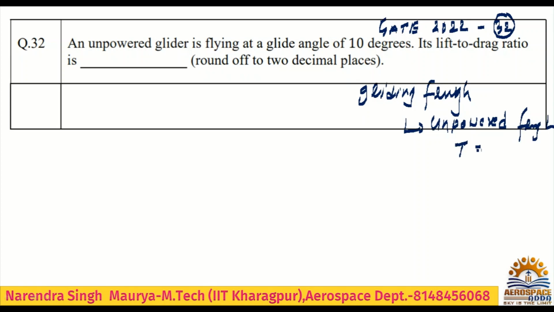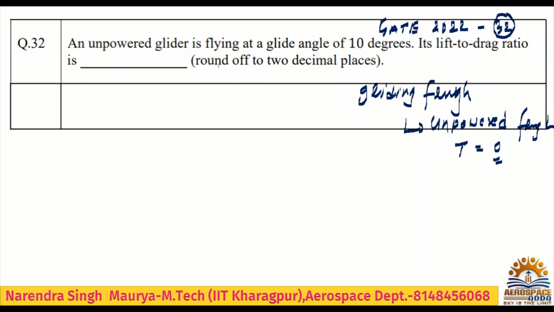Unpowered flight means thrust or power will be zero. It doesn't mean there will not be an engine. Maybe there will be an engine, but they can switch off that engine. That may also happen. But if you say gliding flight, it means thrust or power will be zero. Now we read the question. An unpowered glider is flying at a glide angle of 10 degree. Its lift to drag ratio is, it is a fill in the blank question.